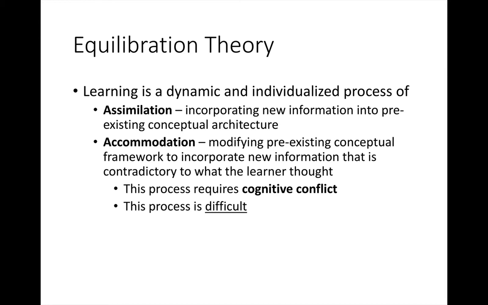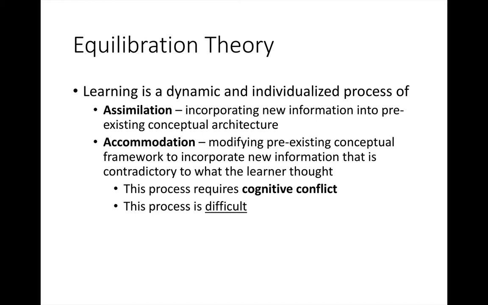So the second way of learning is accommodation. This is where you have to modify those pre-existing conceptual frameworks to incorporate new information, and sometimes that new information is contradictory to what you always thought, like trees eat dirt, for instance, which is a very common misconception that's wrong, and we have to replace that. So this accommodation is much more difficult than assimilation.